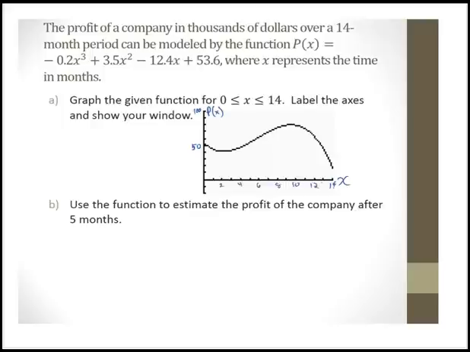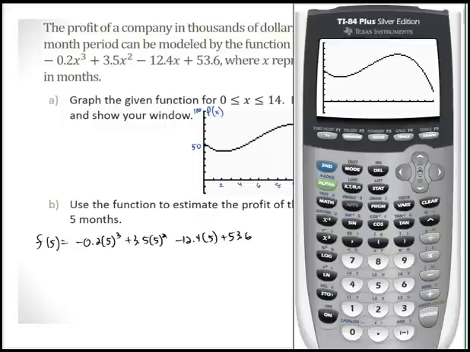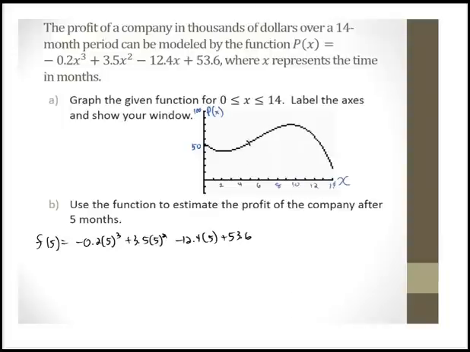Use the function to estimate the profit of the company after 5 months. All right, so f of 5 would be negative 0.2 times 5 cubed plus 3.5 times 5 squared minus 12.4 times 5 plus 53.6. Now, I've already got this on the calculator, so I'm going to use the calculator. I'm going to hit trace, 5, enter, and that's 54.1. All right, so that's this point right here. F of 5 is 54.1.